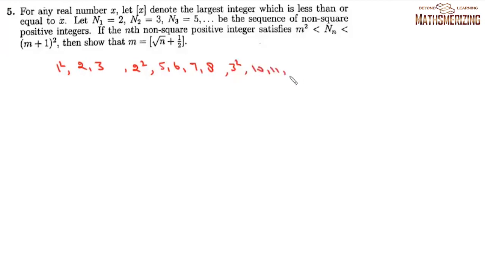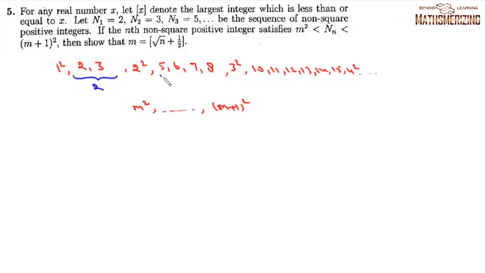Now 10, 11, 12, 13, 14, 15, and then we have 4 square, and then we'll have m square followed by m plus 1 square. Now between 1 square and 2 square we'll have 2 non-square numbers.